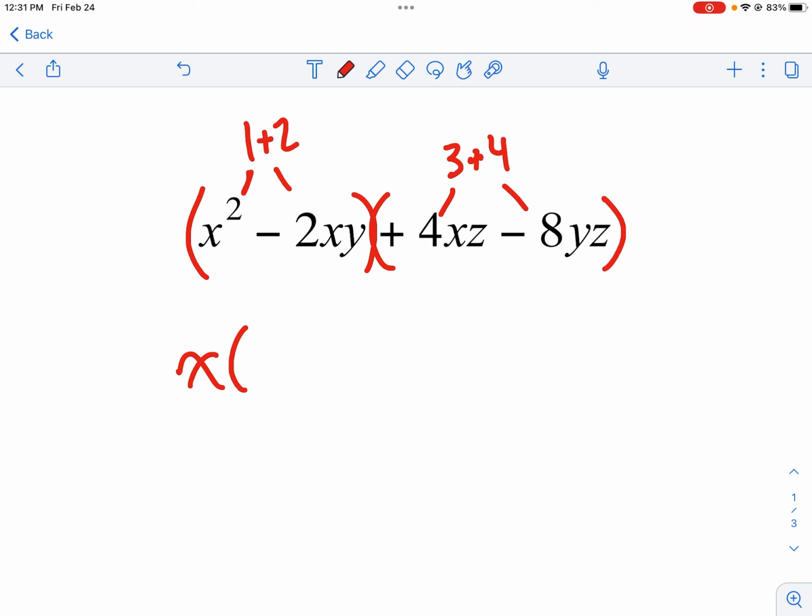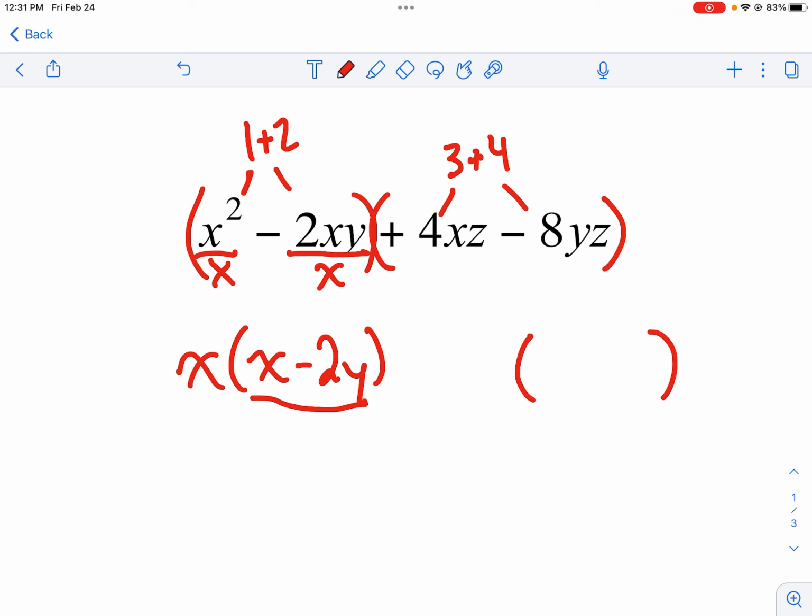If I take out an x there, I'll have x minus 2y left. Again, when I say take it out, I mean divide by x. Taking that common factor, I'm dividing it by x. Next, I need to think common factor of 4xz and negative 8yz. Should that be a negative or a positive 4, right? So I'm going to try and make this parentheses the same as whatever parentheses I have over here, right? I want to make sure that this looks correct.